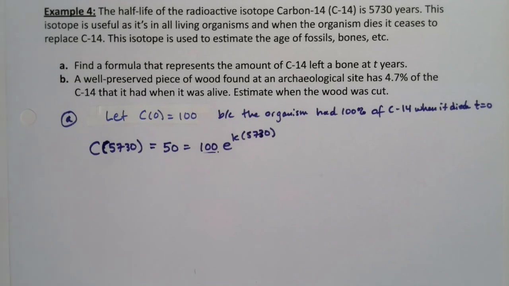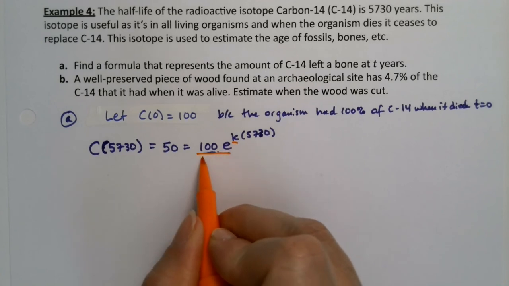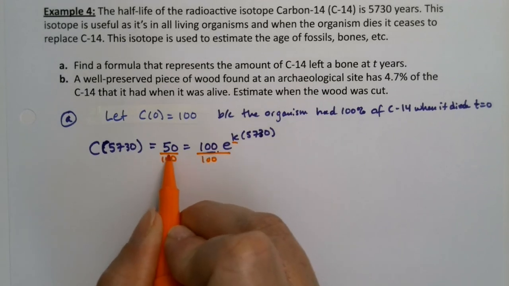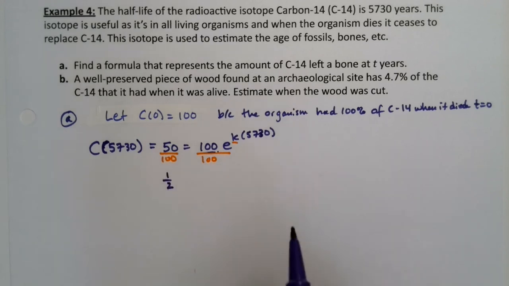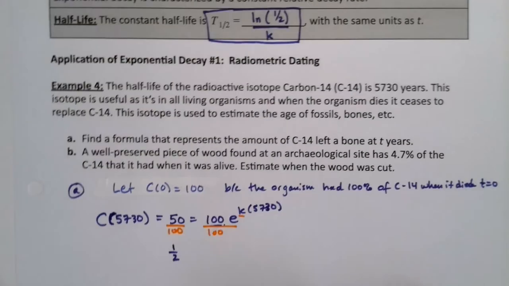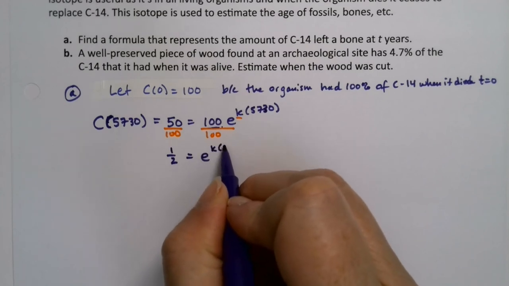All right, so now I want to solve this for k. So I'm going to start by dividing by 100. And lo and behold, 50 divided by 100 is a half, like the half in the formula, see? So you'll have a half equals e to the k times 5,730.